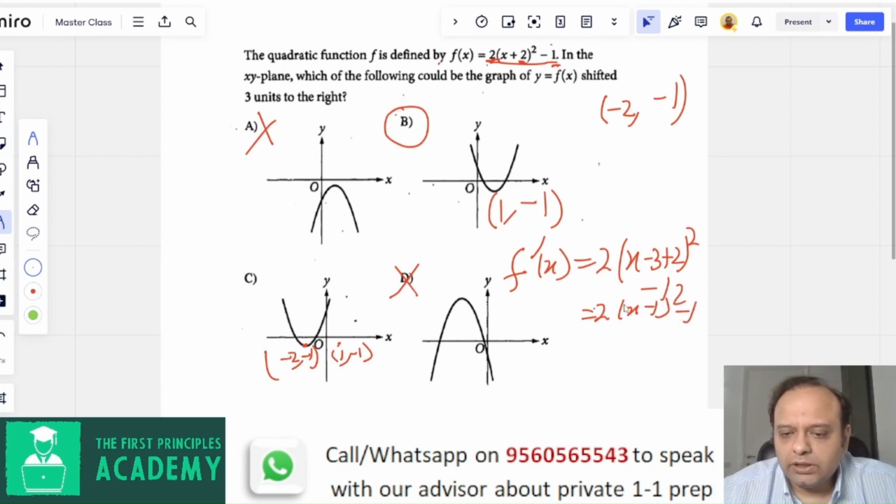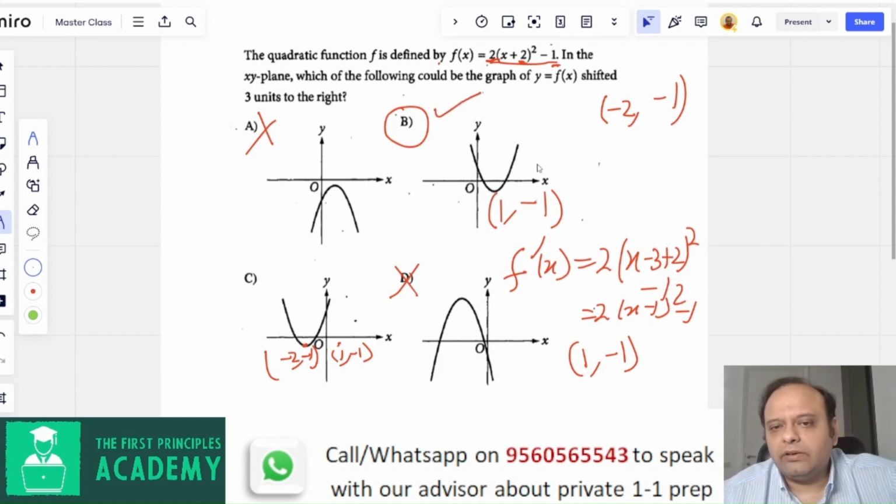Now this is also vertex form. So what's the vertex of my f prime x, or the transformed graph? The vertex is 1, right? Because x minus h is x minus 1, so h is 1 and k remains minus 1. So with this also I know my vertex is 1 comma minus 1, so B is the only possible answer. Or what you could have done was just go to Desmos, plot this and just move it 3 units to the right. Now let me just show you how to do that.